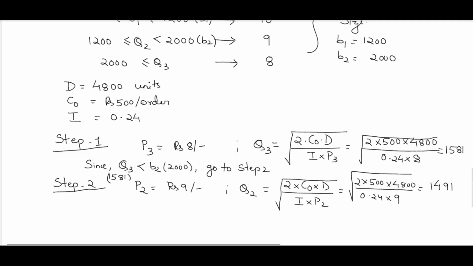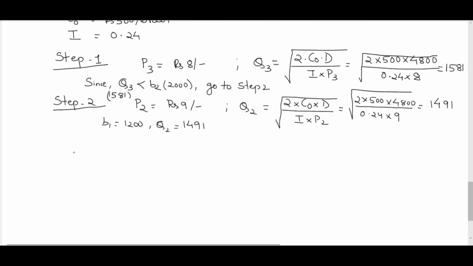Step 2. Here in this case we have to compare Q2 with B1. B1 is 1200 and Q2 is 1491. As Q2 is greater than B1, it is satisfying the criteria. Q2 should be greater than or equal to B1. So we have to determine the second step.